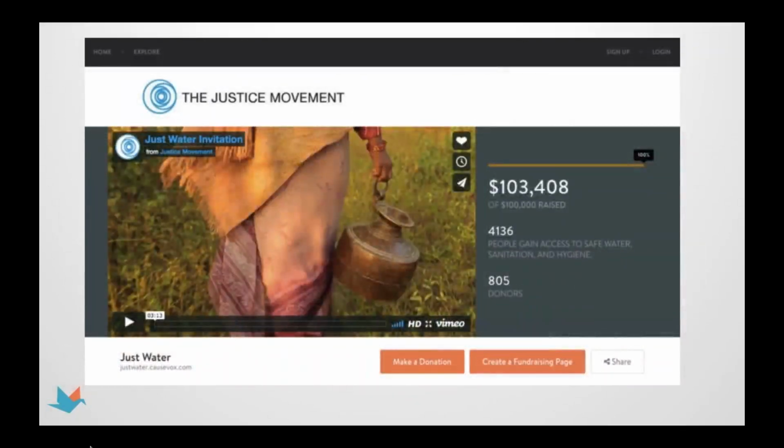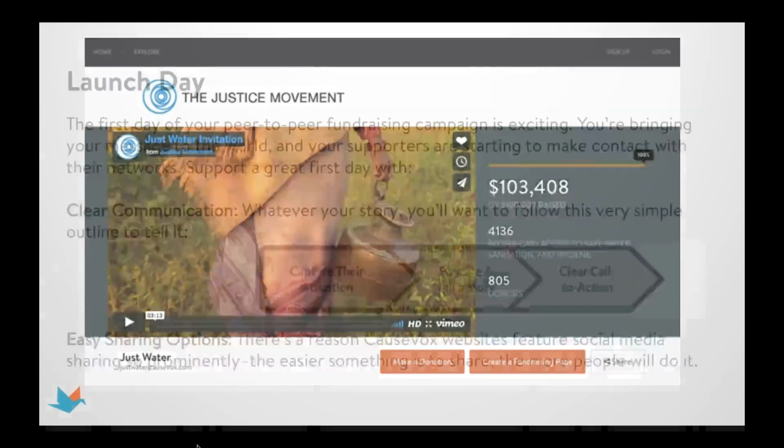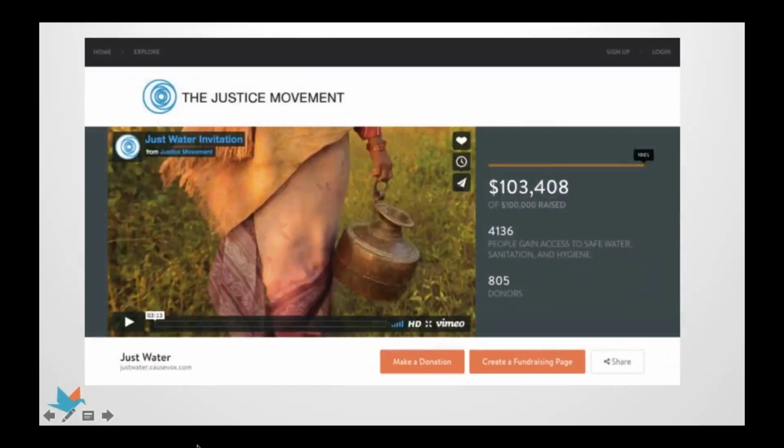And so if you see the Justice Movement, they're an organization that chose CauseVox to help power their peer-to-peer fundraising. They actually make it very easy through our tools to ensure that people know exactly how to make a donation, how to create a fundraising page, and how to share. So you can see that all right here on their campaign page. It's very clear what their goals are. It's very clear what they're trying to communicate, what they're fundraising and rallying people behind. And then they also use the power of video to communicate their fundraising appeal, their case of support.